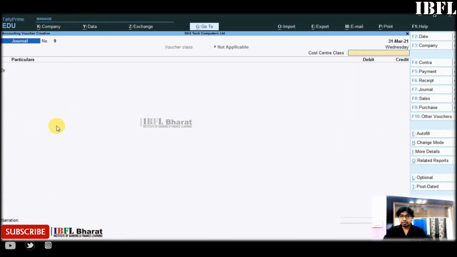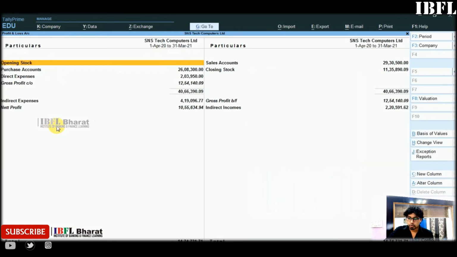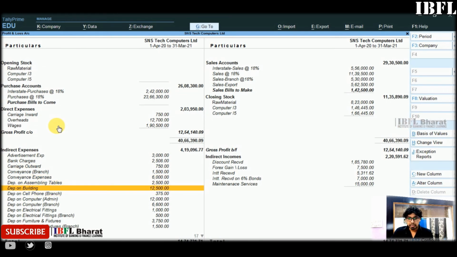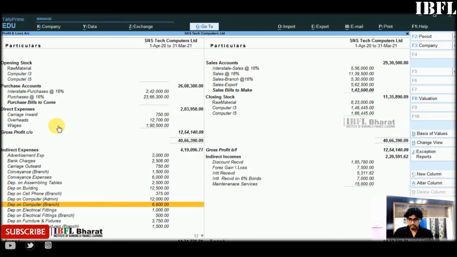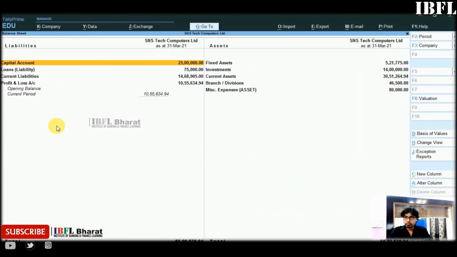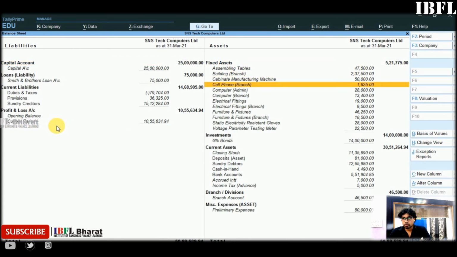So this entry we have finished, and we will show its effect in the profit and loss account, where we will see all the depreciation ledgers: depreciation on assembling table, on buildings, on cell phone, computer, and electrical fittings. The things associated with branch are named as branch in brackets, and we have already bifurcated them in the balance sheet and in the profit and loss also.